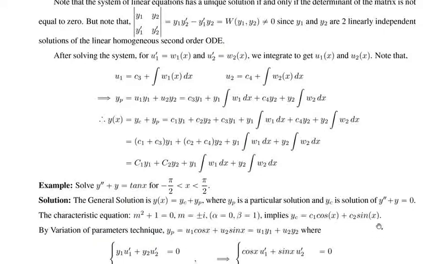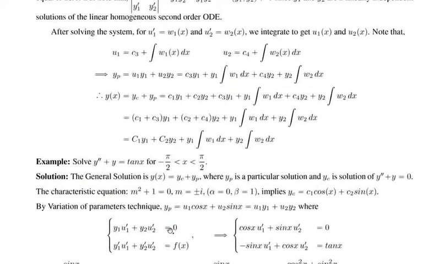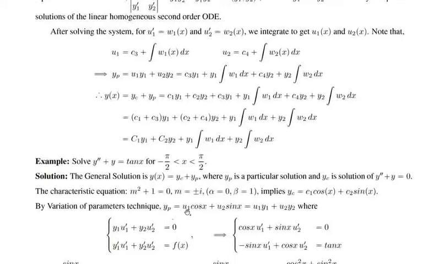So we found the solution of the homogeneous ODE. We found the fundamental set of solutions, which are cosine x and sine x. Now we can use them to find a particular solution. By the method of variation of parameters, I'm going to assume that my particular solution is some function u1 times y1, which is cosine of x, plus a function u2 times y2, which is sine of x.